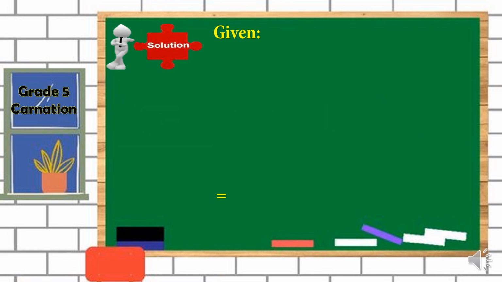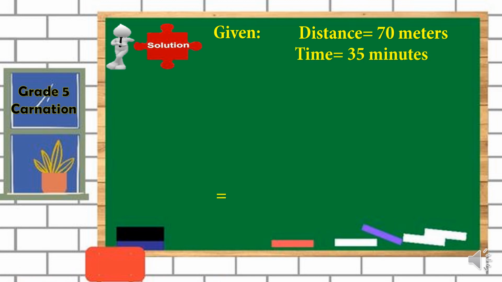So let us solve. The given are: the distance is equal to 70 meters, the time is 35 minutes, and the speed is what we are going to answer. So we have the formula: S is equal to D divided by time, or distance covered divided by time.